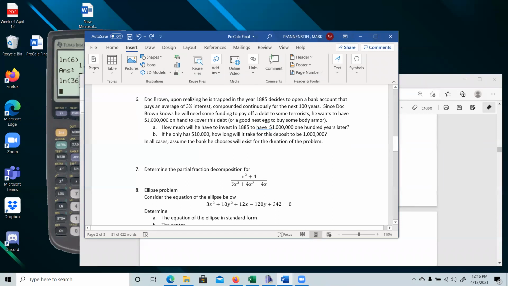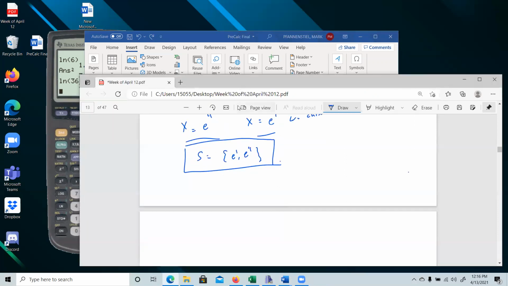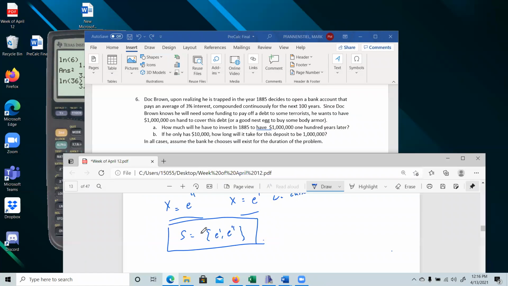Since Doc Brown knows he will need some funding to pay off a debt to some terrorists, Back to the Future 1, he will have to have $1 million on hand to cover his debt, or to buy some body armor. A lot of spoilers in this problem. How much will he have to invest in 1885 to have $1 million 100 years later? If he only had $10,000, how long will it take for this deposit to reach $1 million? In all cases, assume the bank exists for the duration of the problem. It's always a risk you take with time travel, isn't it?